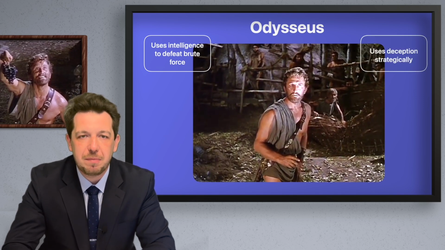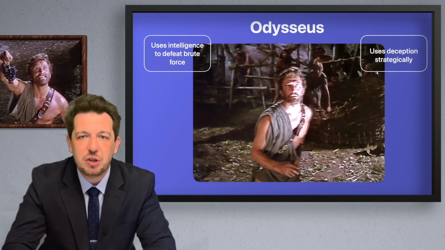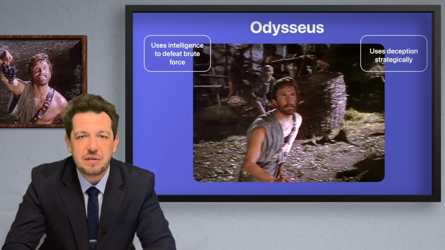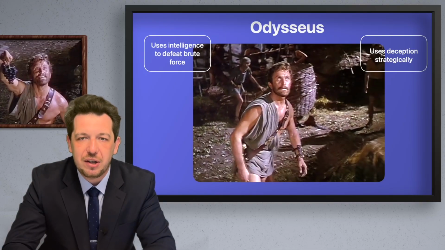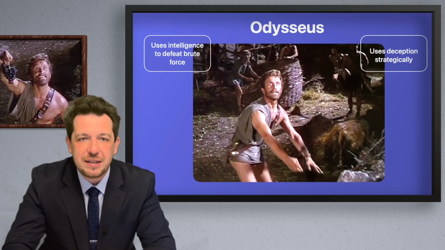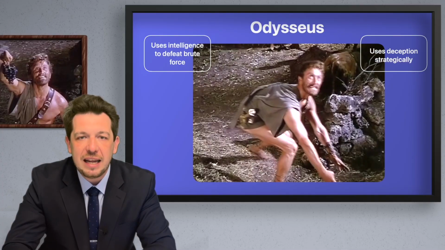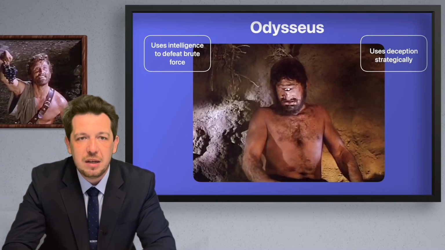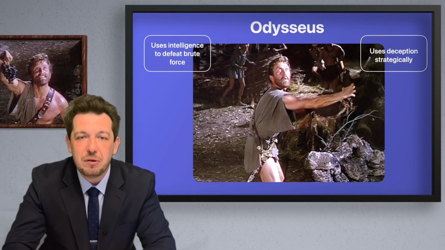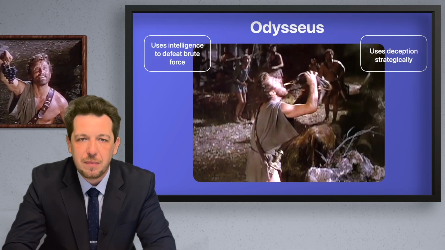Deception with purpose. The name Nobody is not a random joke. It is deliberate, strategic, and linguistically precise. When the Cyclops cries out, "Nobody is hurting me," language itself becomes a shield. This is deception aimed at a clear objective: survival.